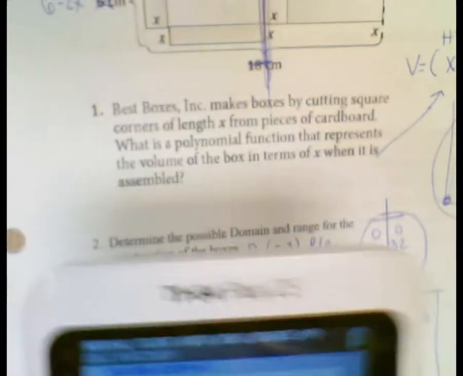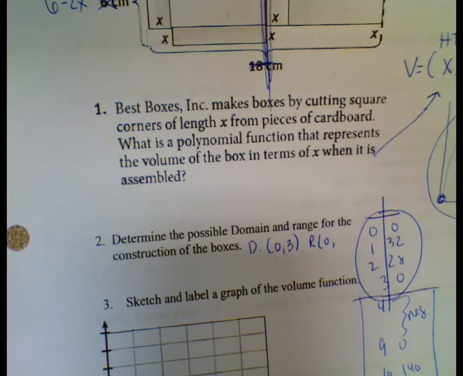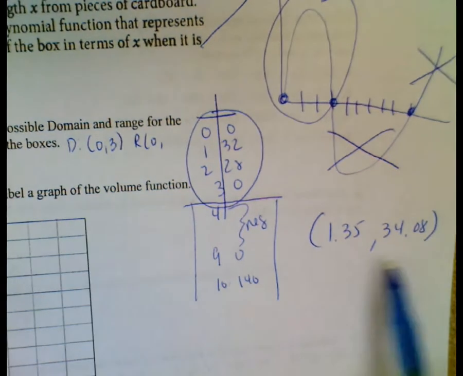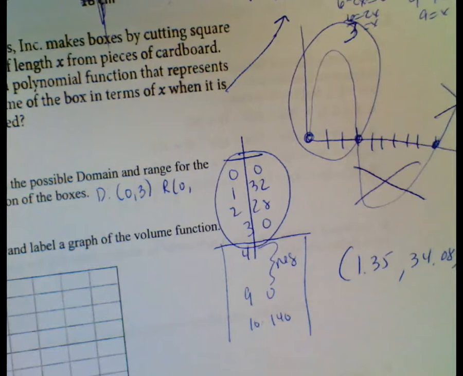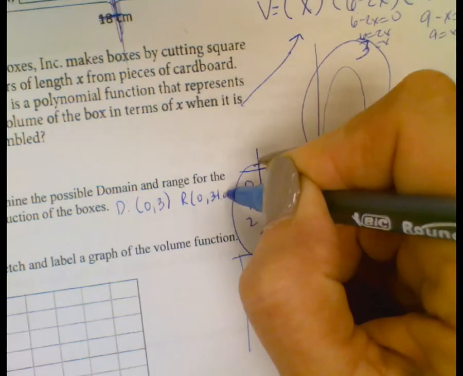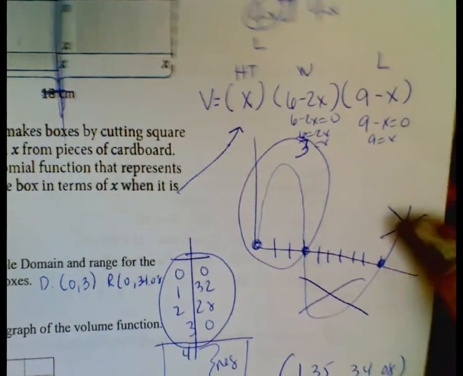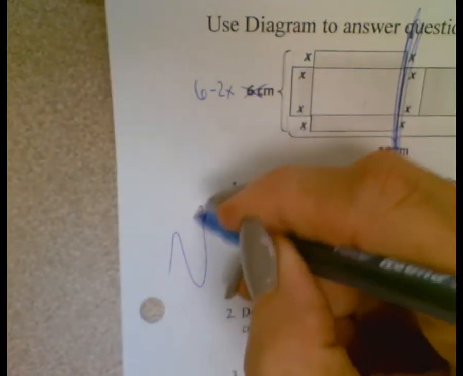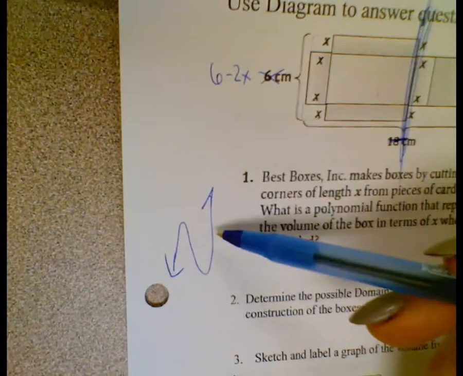I'm going to write that down. And 34.08. Okay. So I wrote that down. This is my max. So that means my range is 0 to 34.08. Now, the range could actually be higher, because if you think of it just as a cubic graph, it goes on forever, okay, like this. So typically, you would say your range is all real numbers.